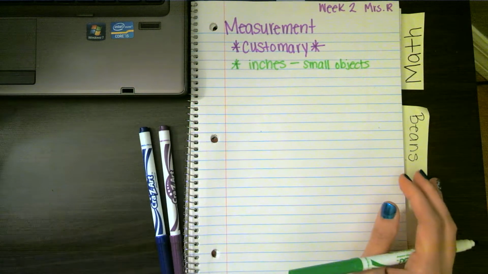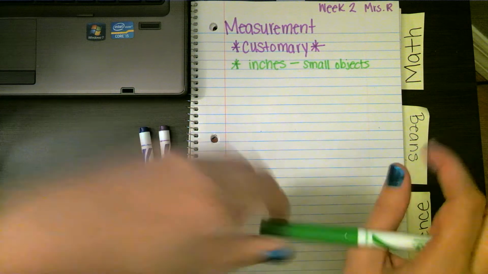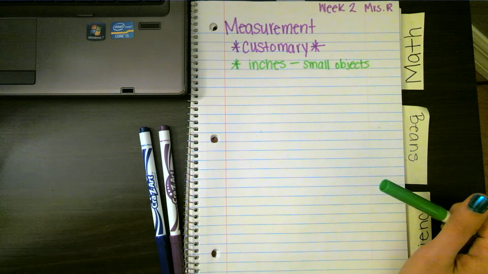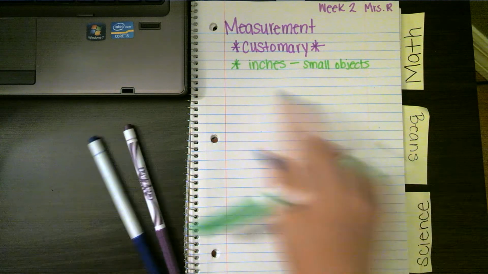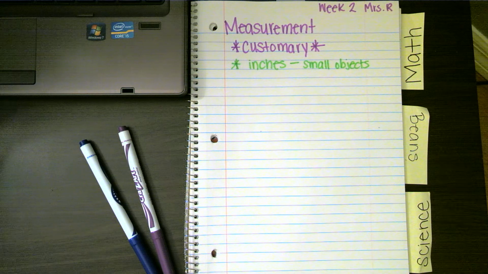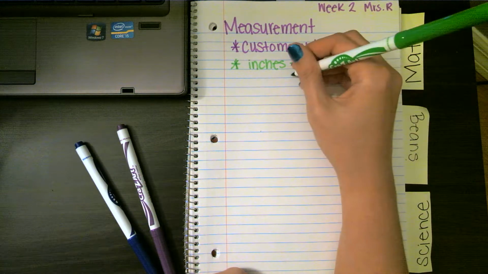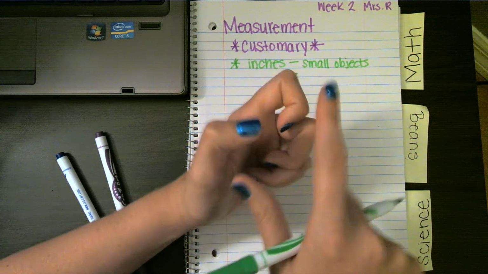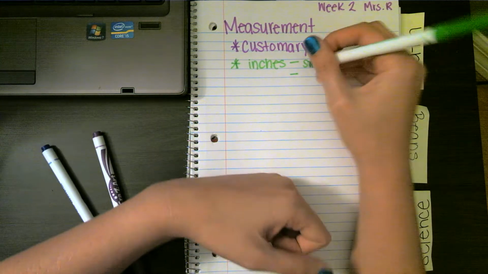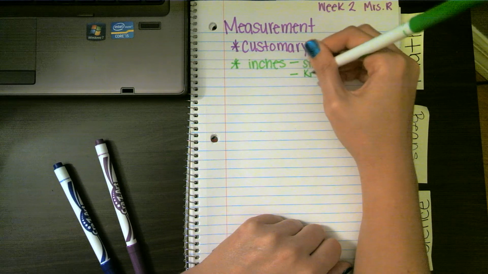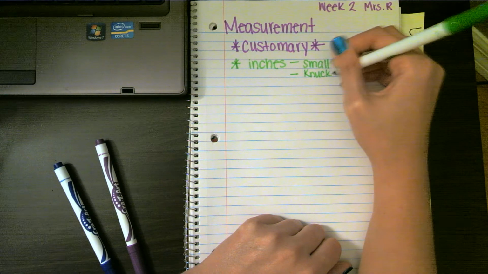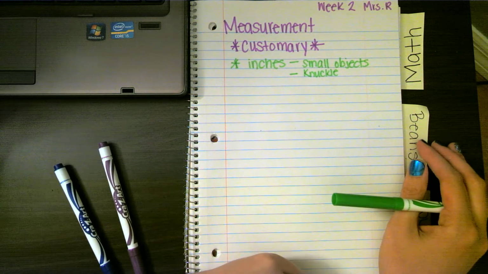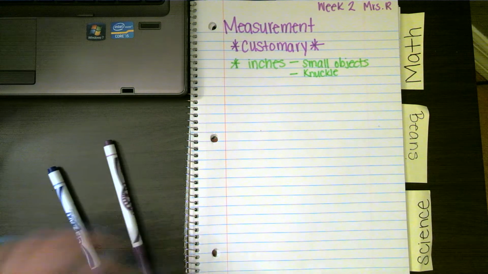Can you think of anything that's small that you would use? Maybe the cap of my marker. Maybe I want to measure a crayon or an eraser. Things that are tiny, I'm going to use inches. And if I want to estimate inches, I can look at my thumb or my other finger, and I can know that it's about the size of my knuckle. And that's kind of fun because it helps me understand when I estimate or when I make a really good guess.